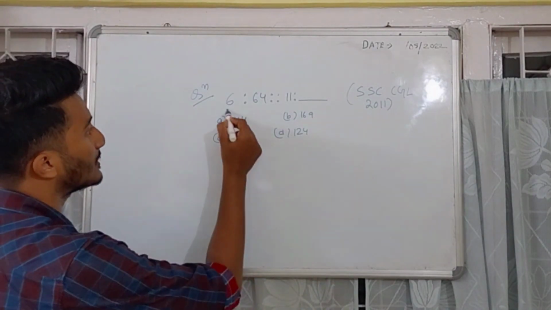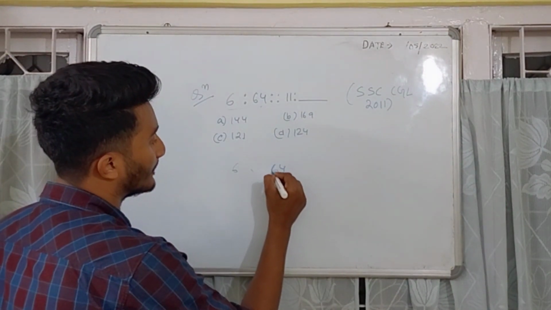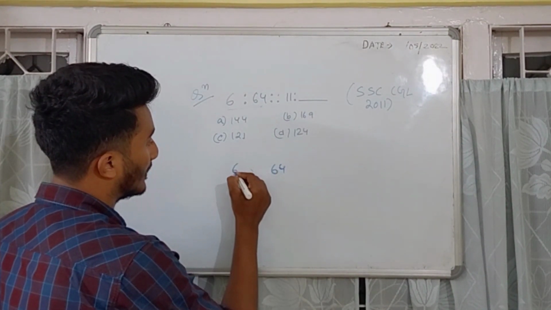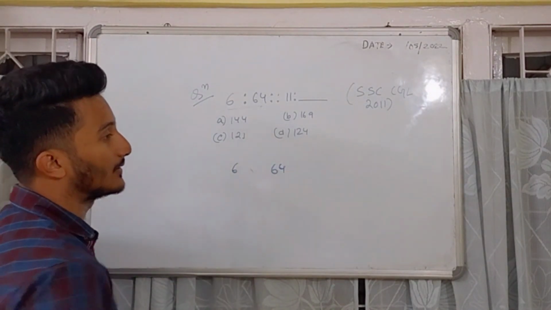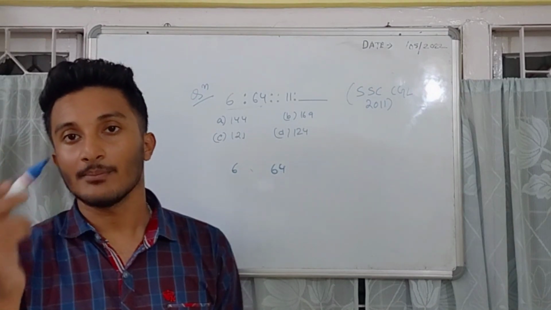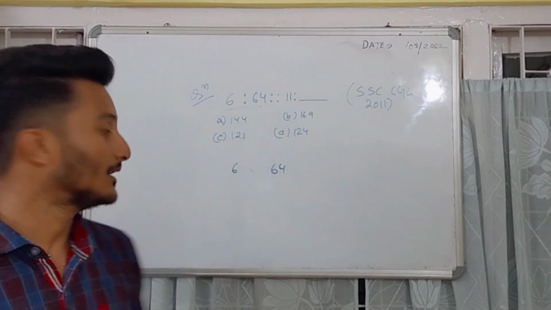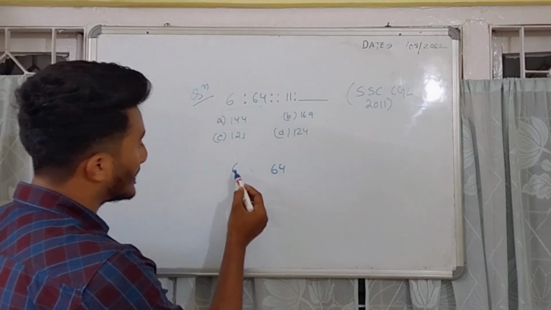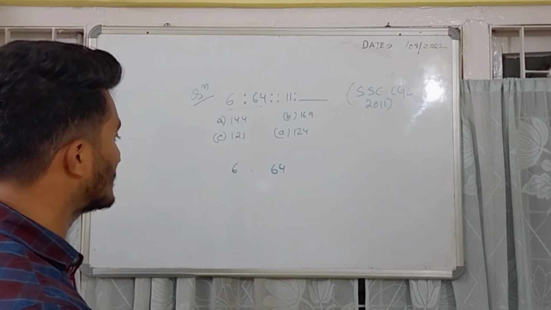So as usual, you have to take the first two numbers. That is the 6 and 64. So how can we transform 6 to 64? So we have to identify that pattern, and that will only come when we will be solving more and more questions, as I have said. So now it has become 64 from 6. So how can we make it 64 from 6?